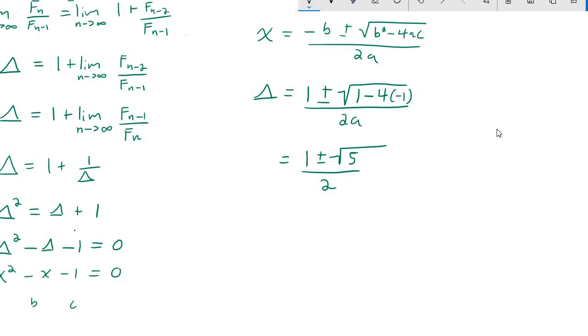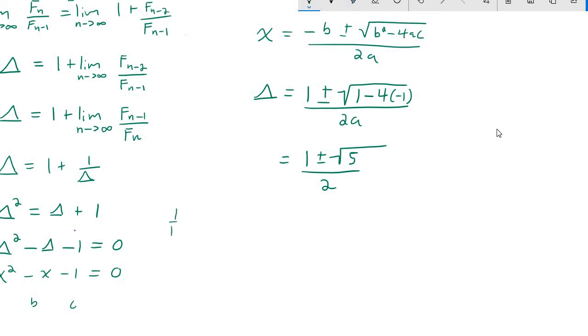The problem is this gives us two answers, right? 1 plus the square root of 5, 1 minus the square root of 5. Well, turns out the square root of 5 is larger than 1, so 1 minus the square root of 5 would be a negative number. And clearly, that would be nonsense, right?